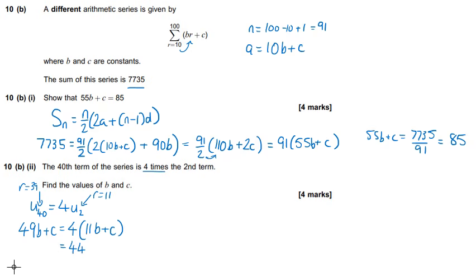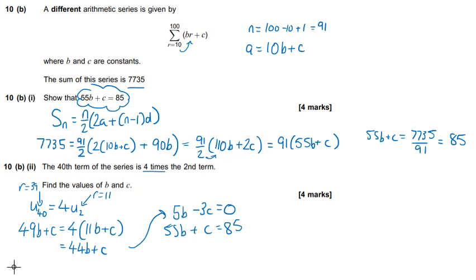Okay, we'll multiply out the right hand side there. And if we rearrange that, then we get 5b minus 3c equals 0. But we also know from the first part of the question that 55b plus c equals 85. So we just need to solve these simultaneously.